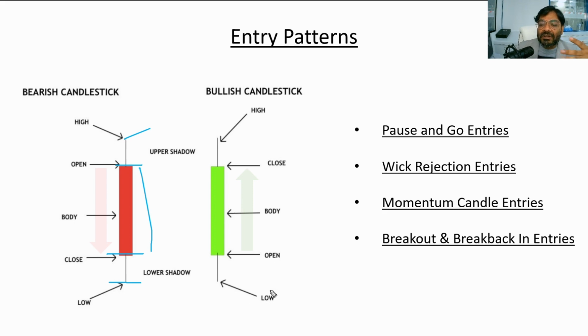So there are 4 types of entries that are created with the candles. Very, very good entries, very excellent trades we get with these. First is pause and go entries. We'll study them. I will explain all these. Then comes the wick rejection entries. After that, we have the momentum candle entries, and last but not least, the breakout and break back entries. Break back is really interesting.